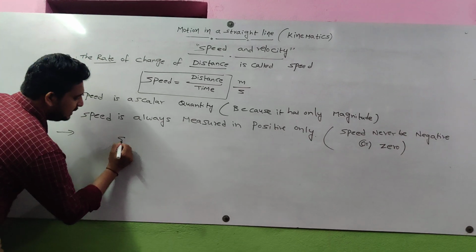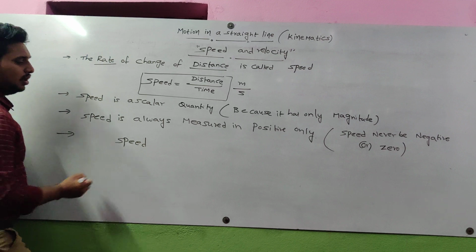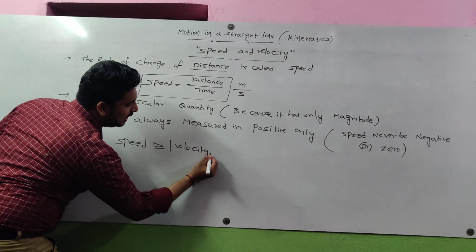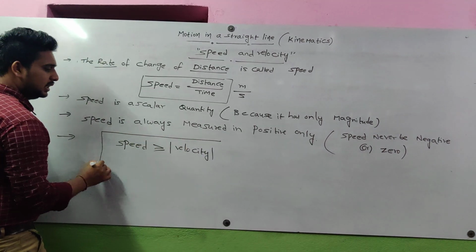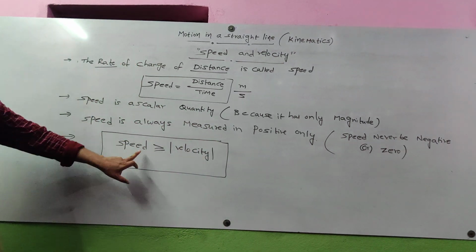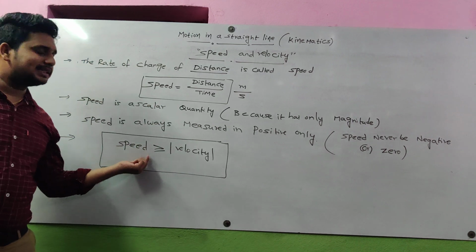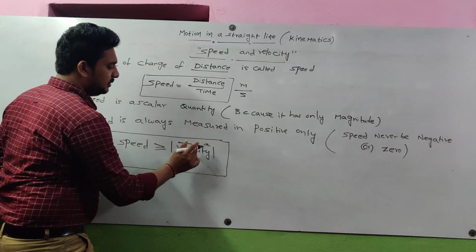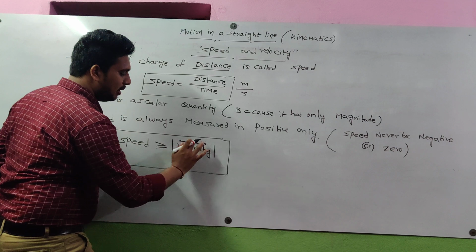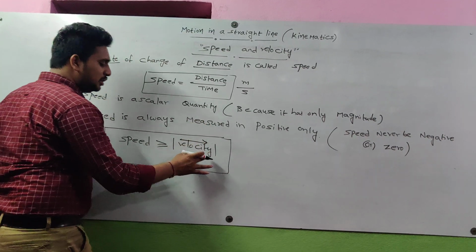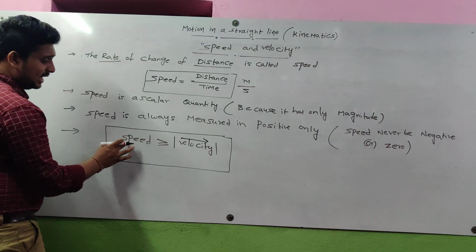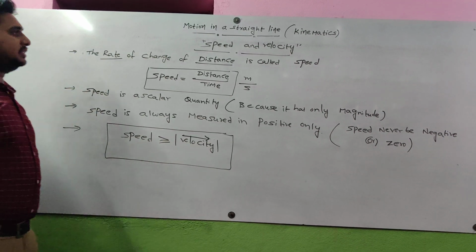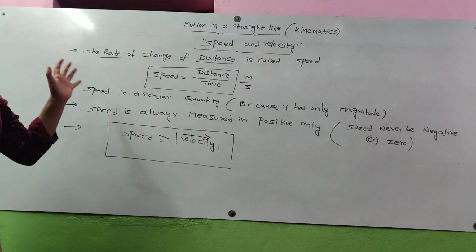And one more thing: speed is always greater than or equal to the magnitude of velocity. Speed is always greater compared to velocity, and sometimes equal to the magnitude of velocity, because velocity is a vector quantity. If any physical quantity is a vector, we indicate it by a bar. So taking the modulus means taking the magnitude. The magnitude of the velocity vector is less than or equal to speed. These are the major points for speed.